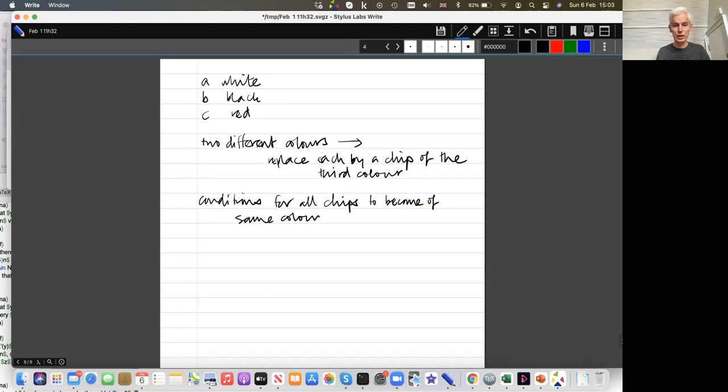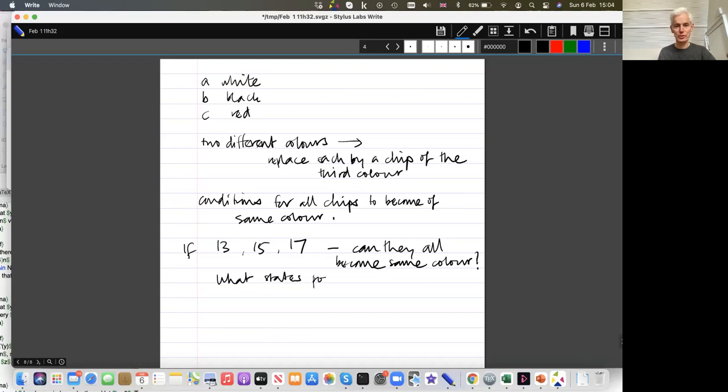And there's a little rider to the question. Suppose you have initially 13 white, 15 black, and 17 red chips. So if A equals 13, B equals 15, and C equals 17, can they all become the same color? I'm guessing no, but we'll see. And finally, what states can be reached from these numbers? Ah, okay. I'll just write what states possible.